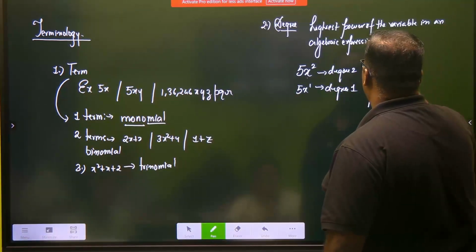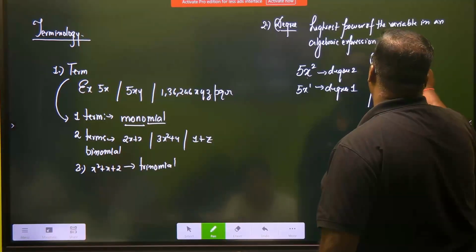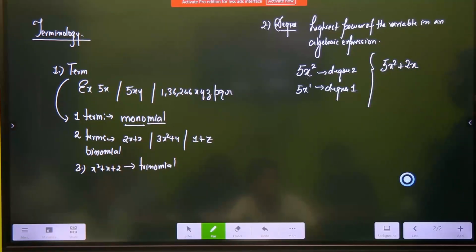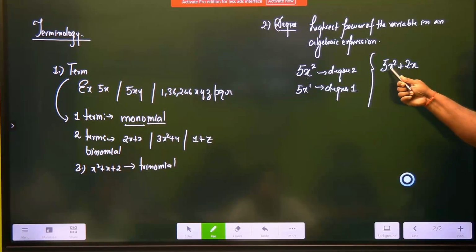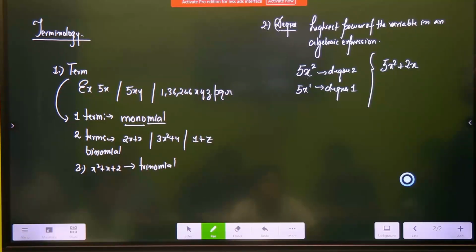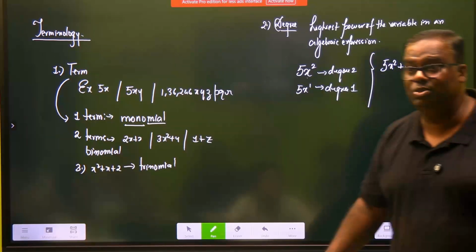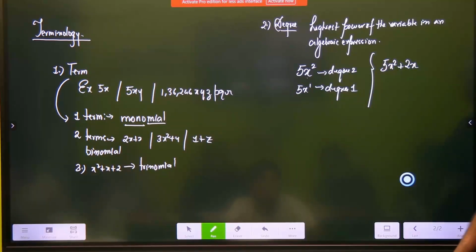Let us make it a little complex. Let us have 5x square plus 2x. Have you understood? Is x appearing twice out here? Yes. Once it is carrying power 2, once it is carrying power 1. Which is the higher power? 2 is the higher power. So this is an algebraic expression. What is it? It's a binomial. It's a binomial of degree 2. Between 1 and 2, which is bigger? 2. So 2 is the degree.